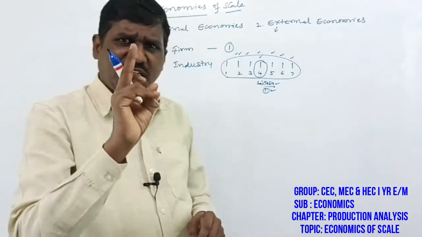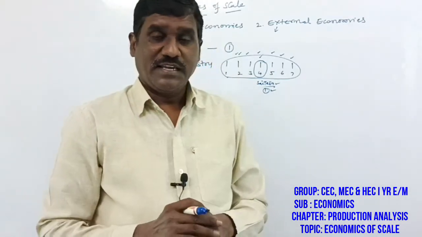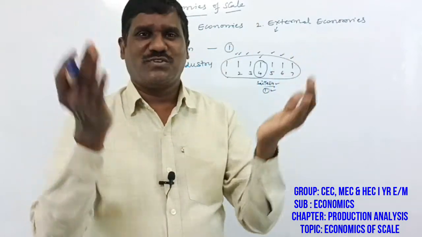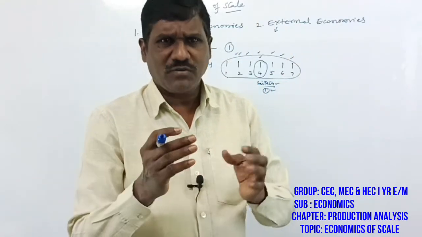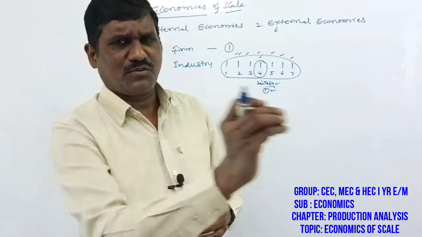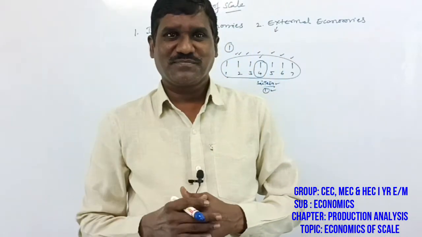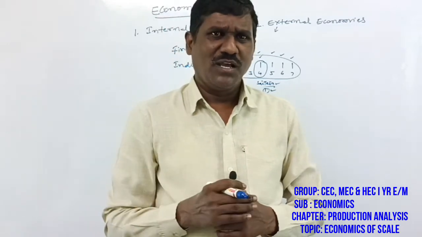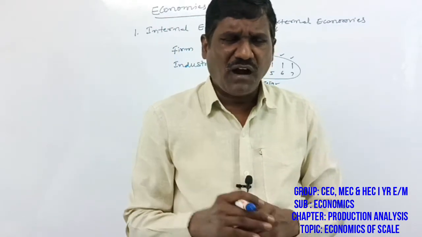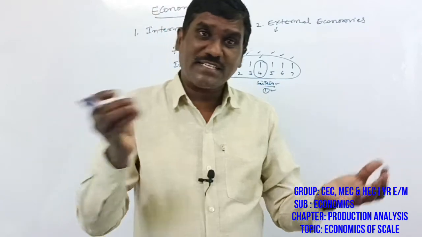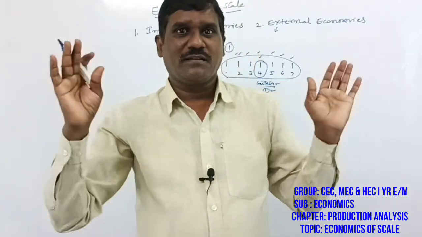Internal means only the single firm increases output. External means all. For example, when your class teacher or lecturer comes into the classroom, they say, your class is very good. How many students are getting good marks? All students are getting good marks. So they can say, very good, your class is better, your class is super.